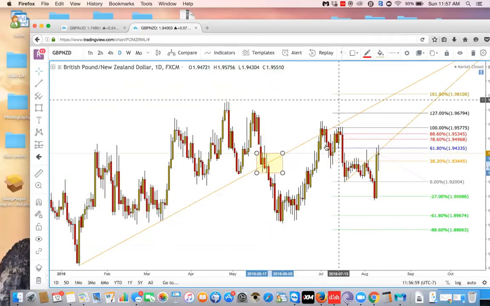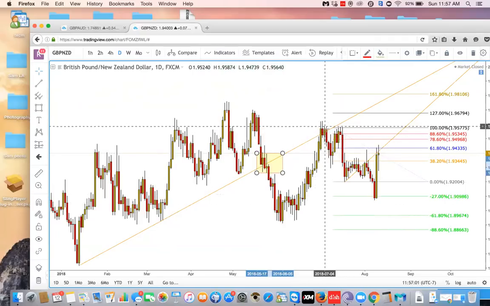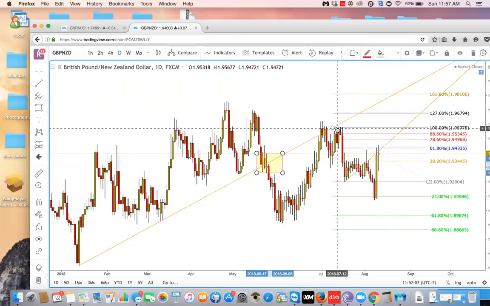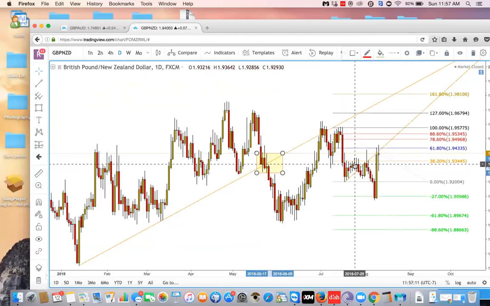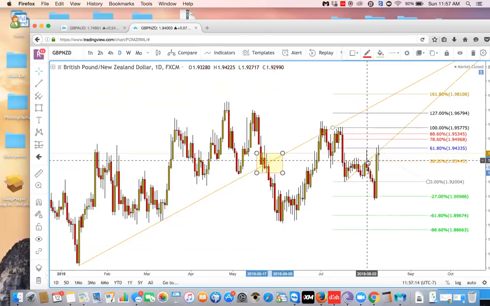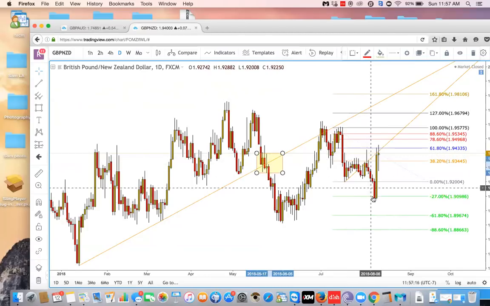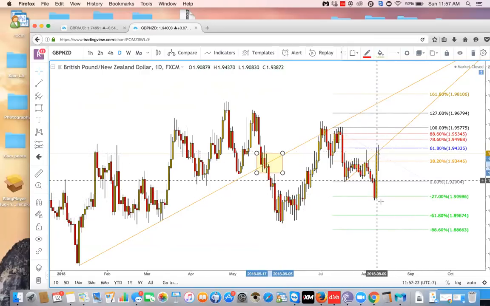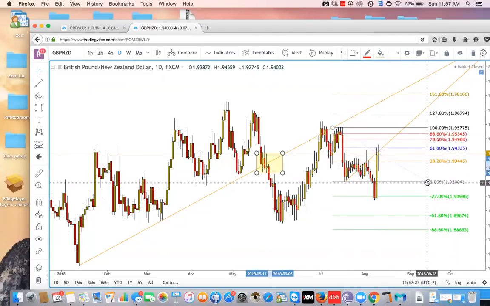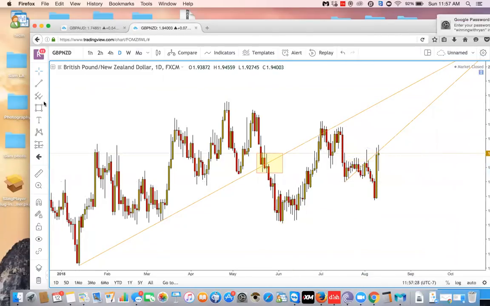On the pull up, it retested that broken trend line and found resistance, and then made a double top formation. So from that double top formation, I drew my fib from the second high right here down to the end point. Price pulled up, hit the 38.2, closed below, and then shot down and hit our take profit last week. Once price hit our take profit at the negative 27, we got a strong bullish engulfing that retested the trend line again.